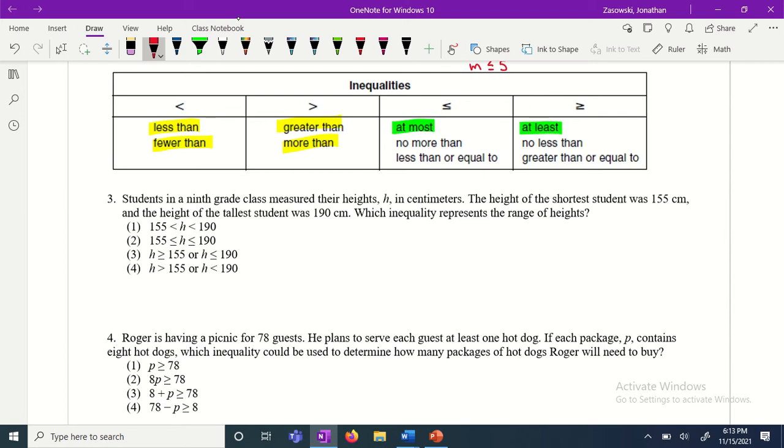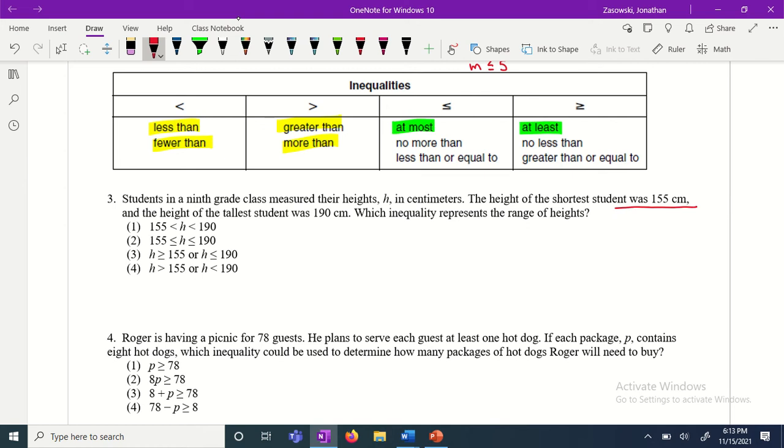So number 3, students in the ninth grade class measured their heights, h, in centimeters. The height of the shortest student was 155 centimeters, and the height of the tallest student was 190. Which inequality represents the range of heights? Now remember, the shortest student was 155 centimeters.